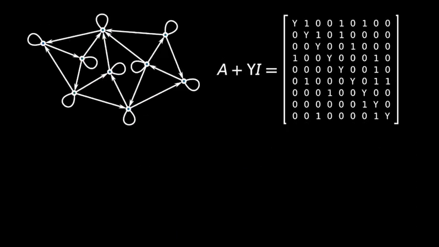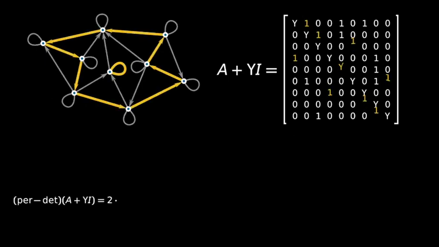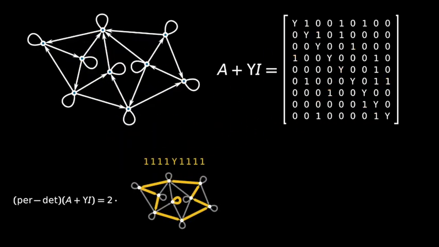We now introduce a formal variable y and put that on the diagonal entries of the matrix. To be precise, A is now the adjacency matrix of the original graph without the self-loops, and we've added the identity matrix multiplied with the variable y. Now, what happens if we compute the permanent minus the determinant of that matrix? As before, only the covers with even cycles contribute, but the contribution is now no longer just 1, but it is a product of 1's and y's.